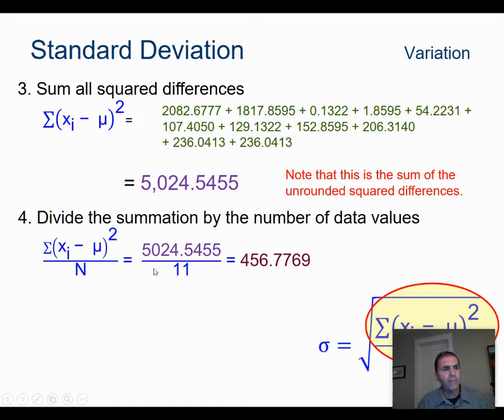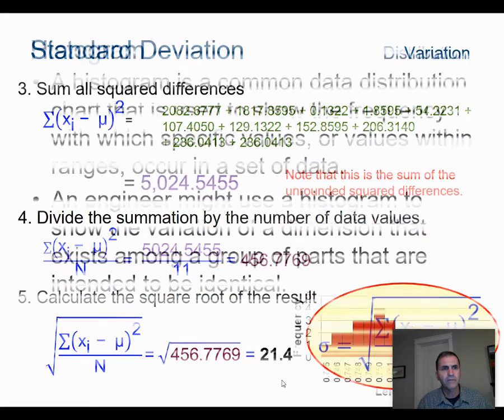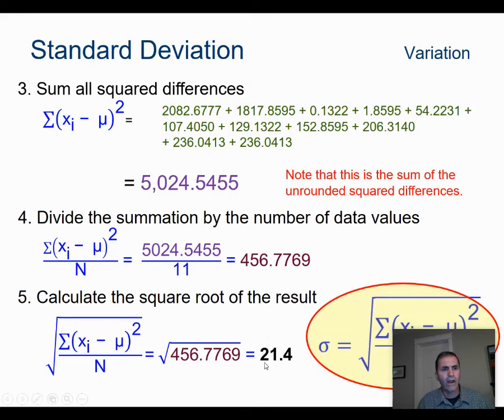Okay, we're going to divide by the total number that there are. See, I told you it's not that hard to do. It's just a little tedious. And finally, we take the square root of that and we end up with a number. Now, again, rounding is important. I'm going to go back to that. We're going to round to one more decimal place past what the original data set had in it.